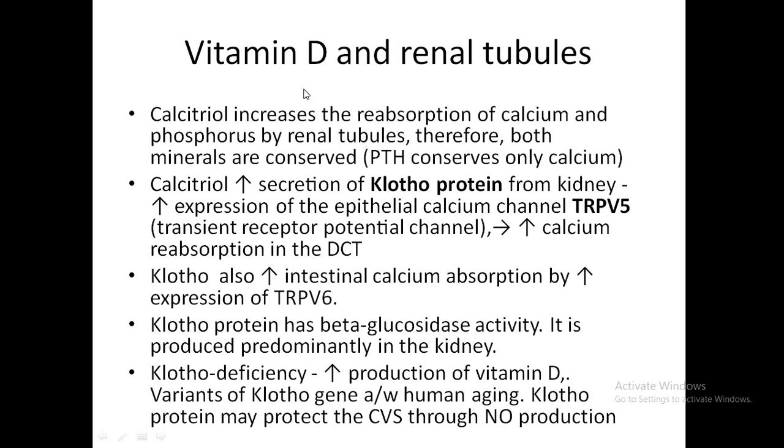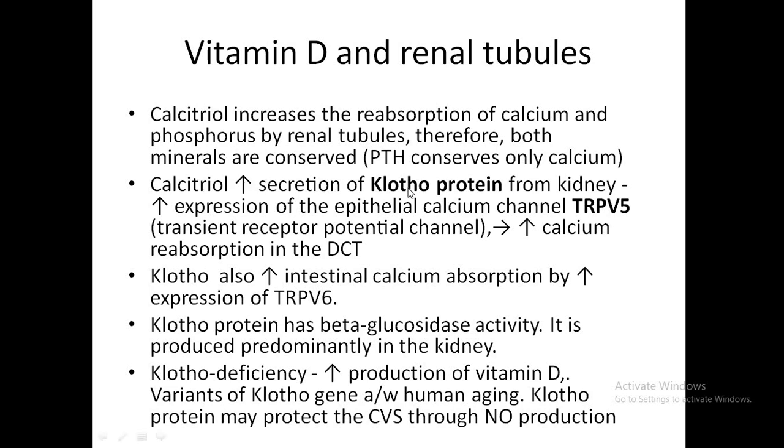And in the renal tubules, calcitriol increases the reabsorption of calcium and phosphorus by renal tubules, and hence more minerals are conserved. But you have to remember that PTH only will cause the reabsorption of calcium, and it will increase the excretion of phosphate.